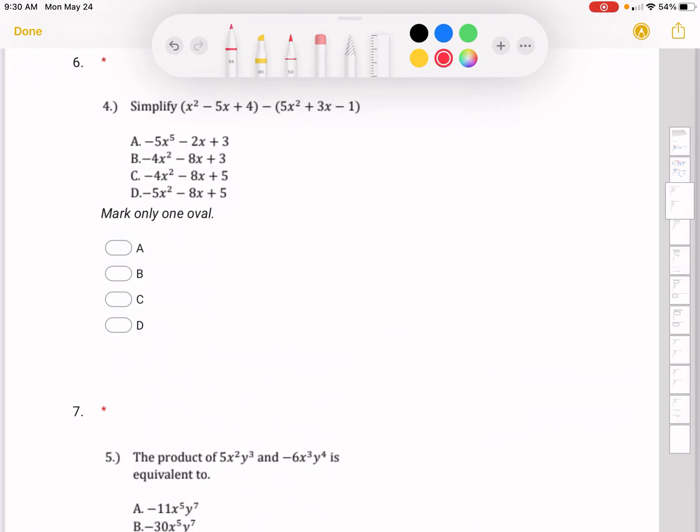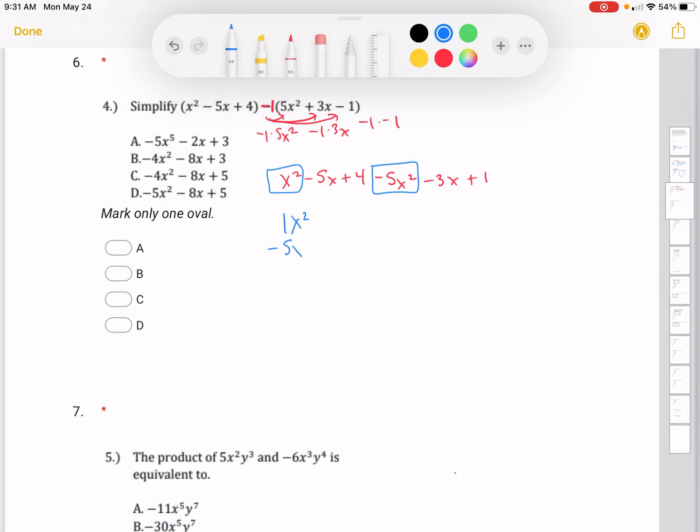Here we have a subtraction problem, so I'm going to bring down my first parentheses. But with subtraction, this is like you have a negative 1, so if you distribute, the signs change. So negative 1 times 5x squared becomes negative 5x squared. Negative 1 times 3x becomes negative 3x. And negative 1 times negative 1 becomes positive 1. Now I can combine x squared minus 5x squared. That's going to become a negative 4x squared. Negative 5x and negative 3x will be negative 8x. And then 4 plus 1 is a positive 5. So our answer here is C.